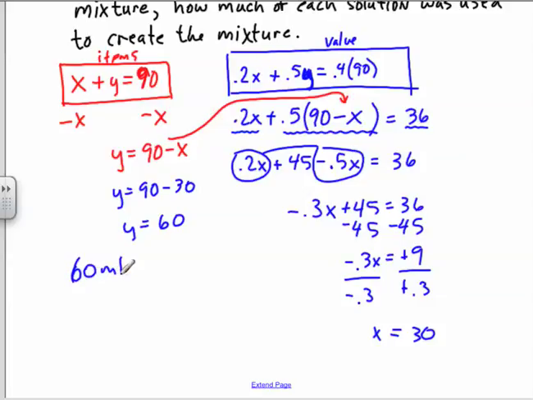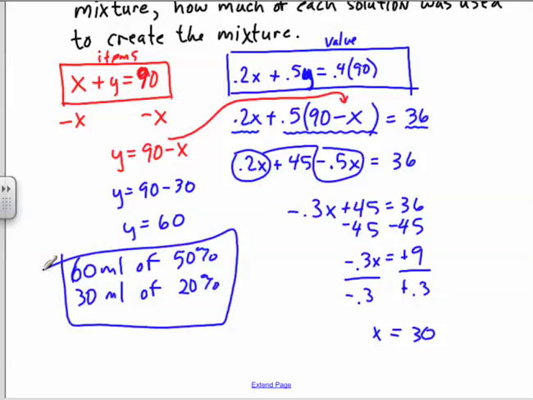Oh, I'm running out of time. Of the, let's see, y was the 50% solution. And I've got 30 milliliters of the 20% solution. Guys, you're awesome. I know you're going to nail this stuff. Think about it. Items, values, two equations, plug one into the other. You're ready to roll. Thanks, guys.